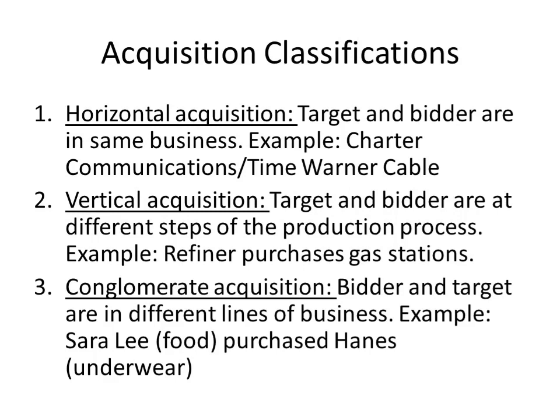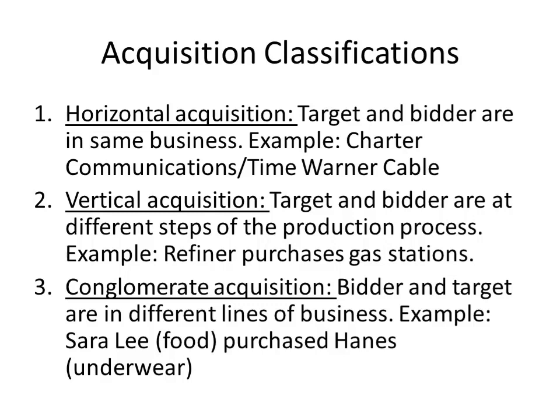Now let's talk about a different way to classify acquisitions. First of all, we might have a horizontal acquisition, which is where the target and the bidder are in the same line of business. An example from recent history, AT&T's attempted merger with T-Mobile. They are both in the same line of business, mobile phones.